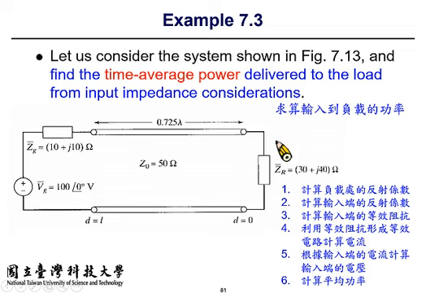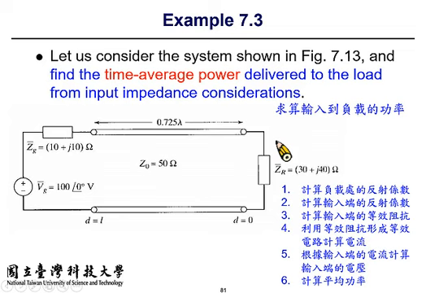All right. So what we are going to find is listed at the bottom right. First, calculate the reflection coefficient at the load. Next, calculate the reflection coefficient at the input. So they are the reflection coefficients at D equals 0 and D equals L. Then you need to find the input impedance, that is, Z at L, at the input end.